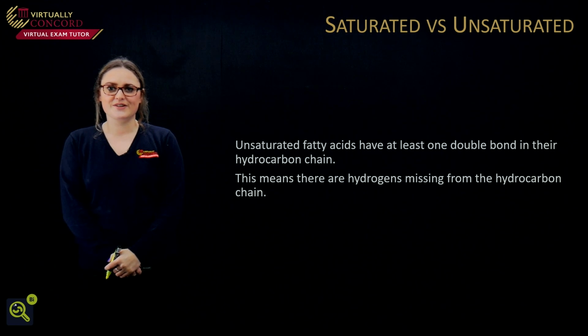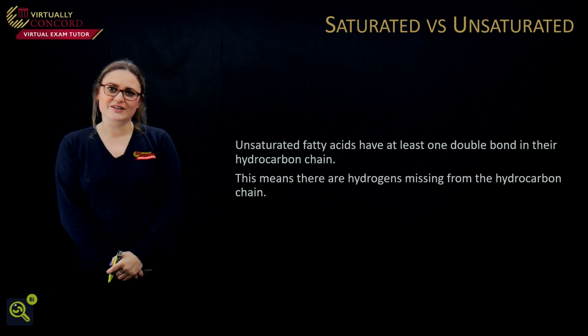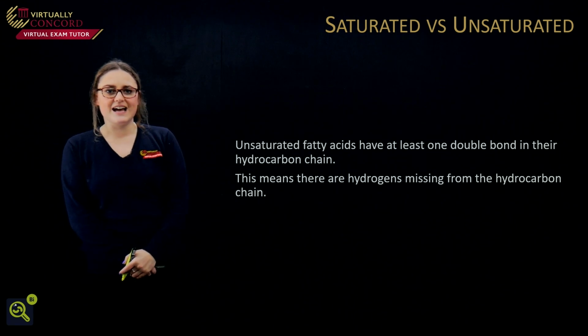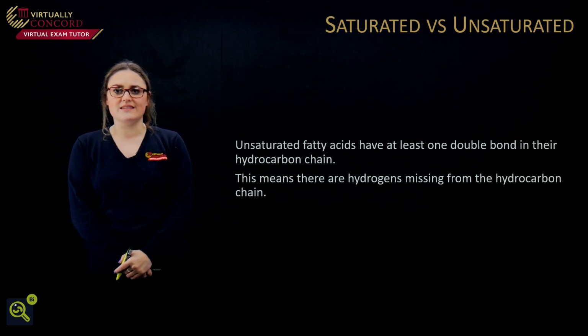Now that we've looked at the structure of the saturated fatty acids, let's have a look at the structure of the unsaturated fatty acids. So these are fatty acids that have at least 1 double bond in their hydrocarbon chain. So they are missing hydrogens.